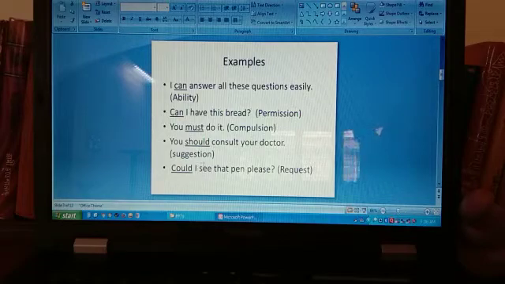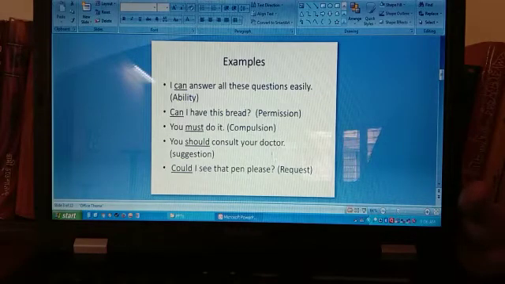Could I see that pen, please? Here, the speaker is requesting. So we can see the speaker in different moods. The first case, it was ability, then permission, then compulsion, then suggestion, and the other is the request.